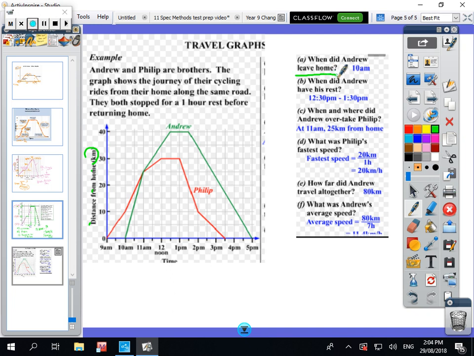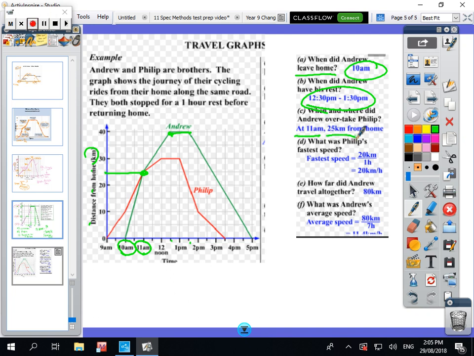So when did Andrew leave home? Well, Andrew is the green line, so Andrew left home at 10 o'clock. When did Andrew have his rest? Andrew is the green line, so Andrew had his rest from here to here, so between 12:30 and 1:30. When and where did Andrew overtake Philip? Philip is the red. So this is the place where they overtook each other, which is at 11 o'clock and at 25 kilometres.